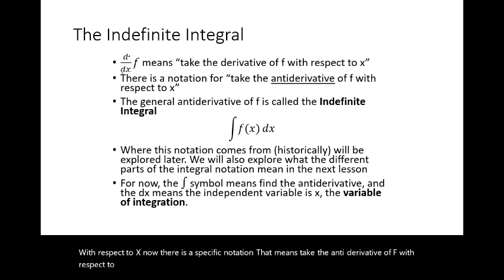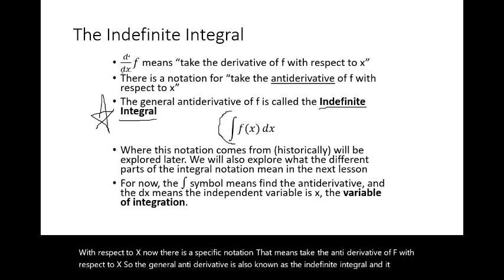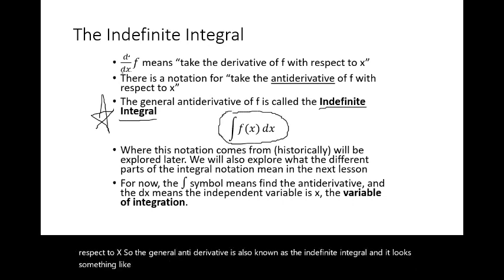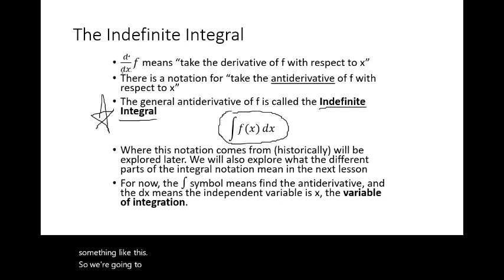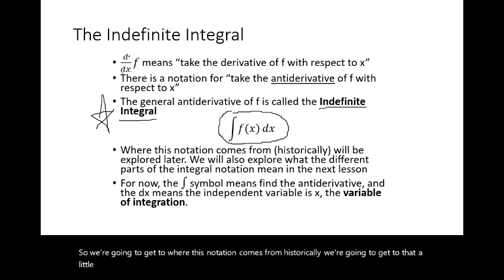The general antiderivative is also known as the indefinite integral, and it looks something like this. We're going to get to where this notation comes from historically a little bit later, once we have a little more background information. But for now, this elongated S-looking thing is called the integral symbol.